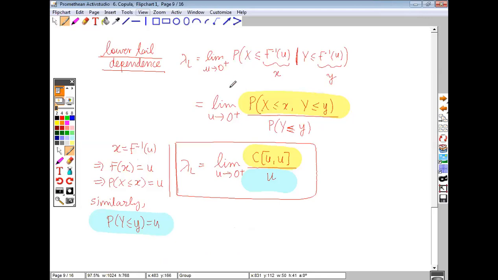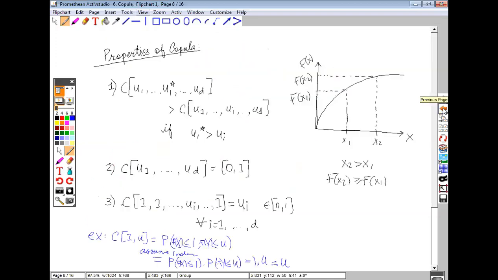Can you just go back to the properties part for a minute? Yes. So ma'am, when we are saying C_XY of F(x) and F(y), what exactly do we mean by that? And if it means only the probability X less than or equal to x, Y less than or equal to y, so it is like an intersection of the two.